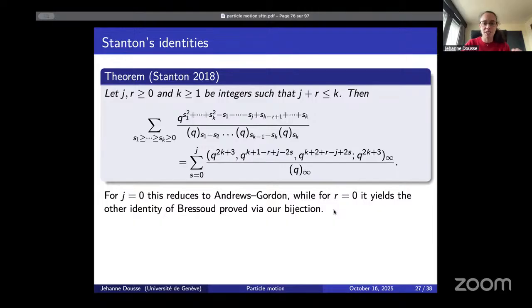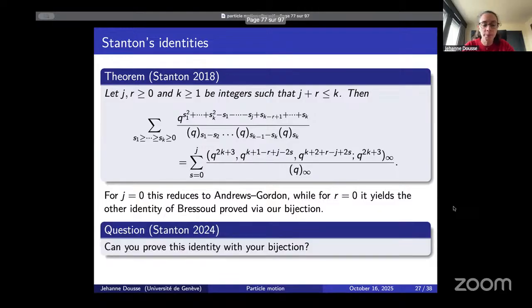And also, it is a generalization of the identity of Bressoud that we got directly from the bijection. You know, the bijection we had between P_k and A_k. So this bijection was giving us an identity of Bressoud. So this identity is the case r equals 0 in this. So we can hope that because this identity generalizes two identities which we could prove using particle motion, maybe we can do this too.